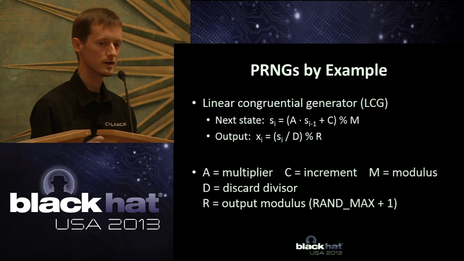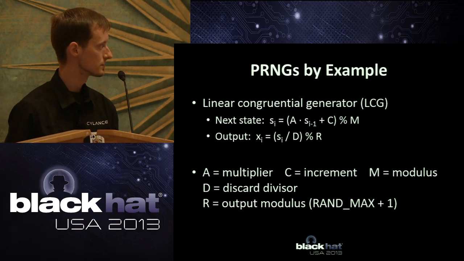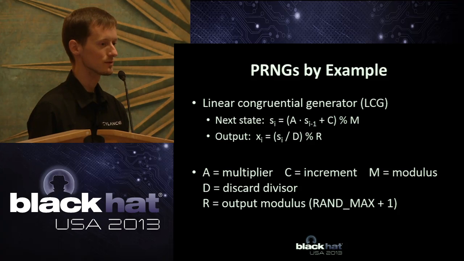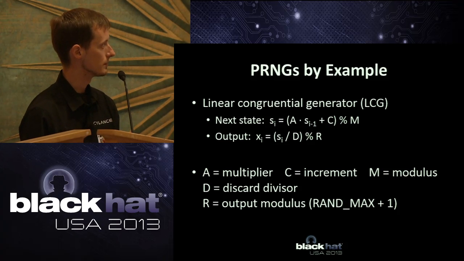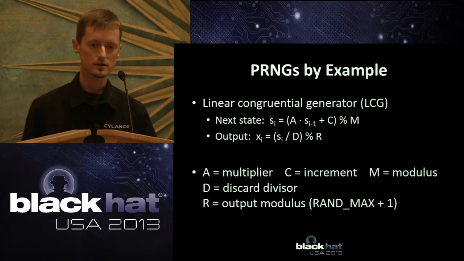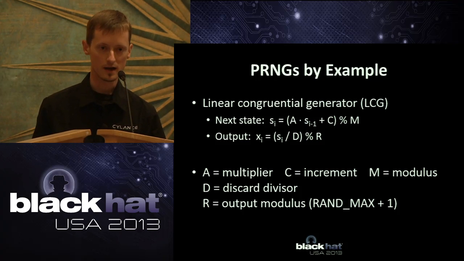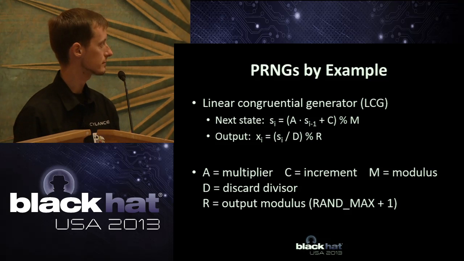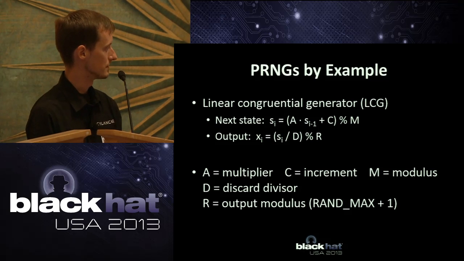Now, that's what's going on inside the PRNG. What the application is going to do, or I guess what the PRNG might do before it returns the number, is apply that discard divisor and then that output modulus, and confine that to the numbers from 0 to RAND_MAX that are going to come out of the PRNG. So that's just the definition of the constants.